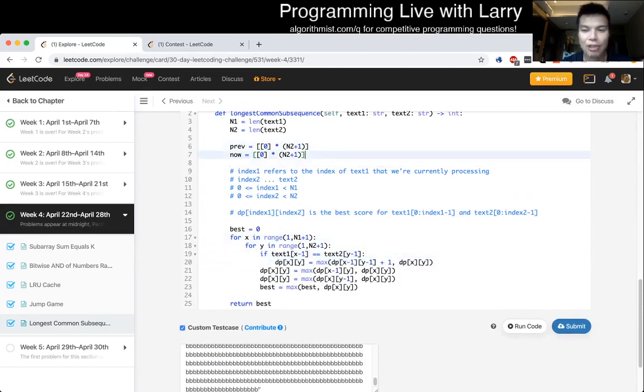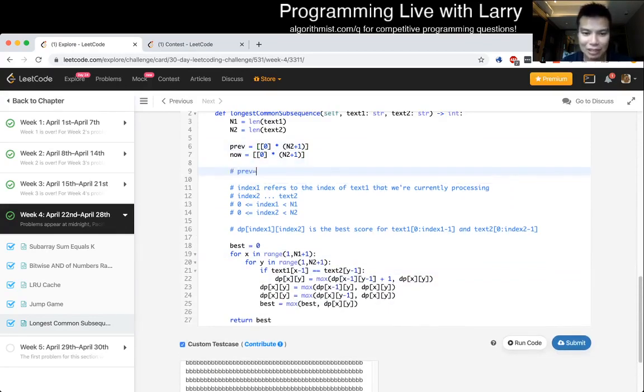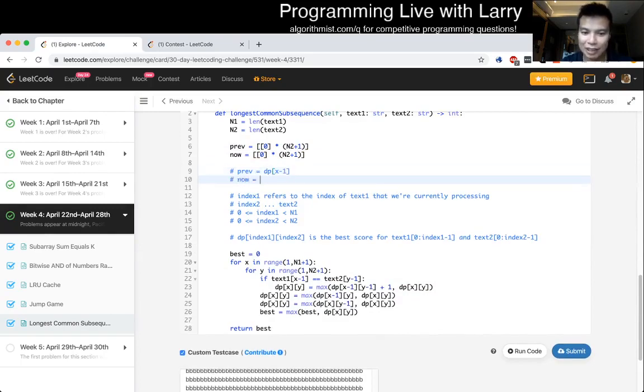the transformation is actually pretty straightforward, right? Well, what is previous is just equal to dp sub x minus 1, and then now is equal to dp sub x, right? So all we have to do is just copy and search and replace, essentially. So this prefix is now, right? So as you kind of see from this other comment. So now, this is previous, and this is now.